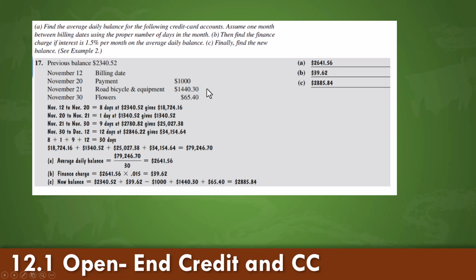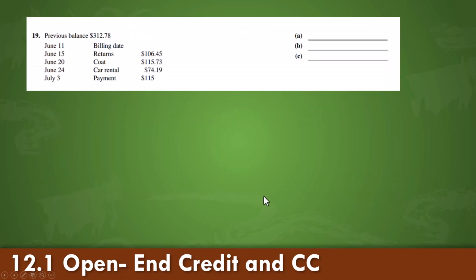If finance charge is based upon the average daily balance, then $2,641.56 will be the value used to multiply the interest of 1.5%. This gives us our finance charge. Our new balance plus our finance charge, less any payments, plus any expenditures, will give us our new balance. We can repeat this with this example.